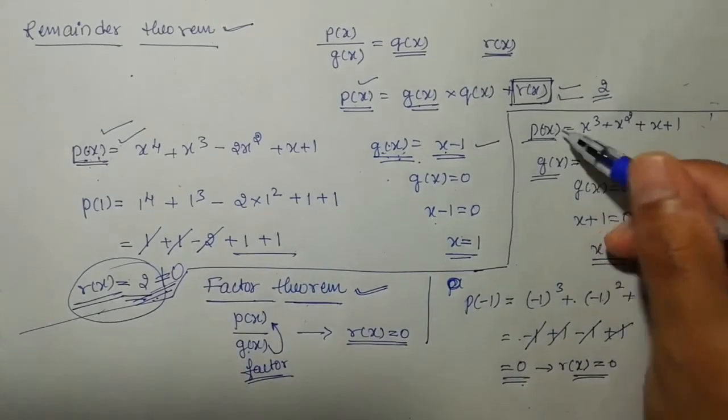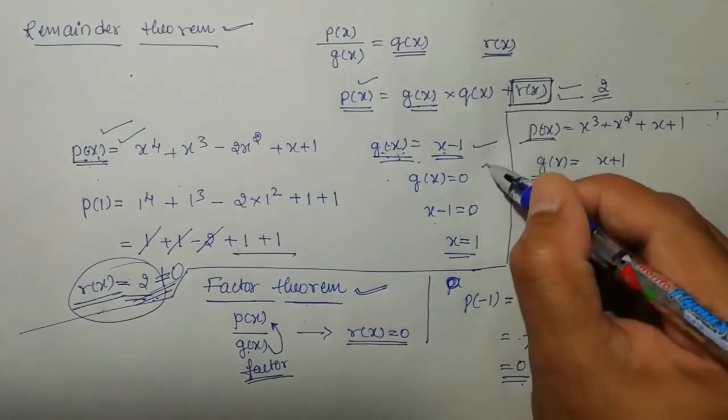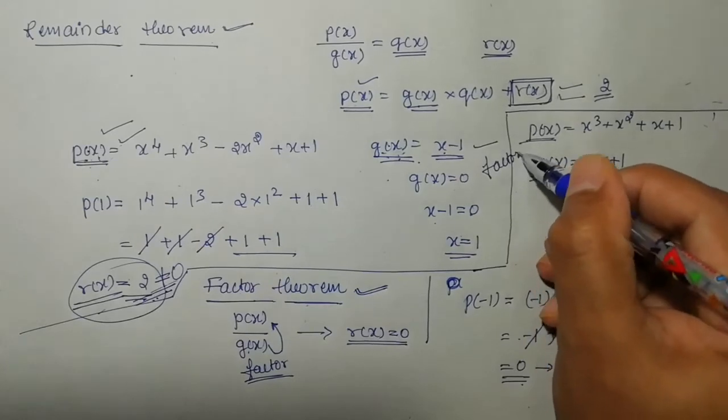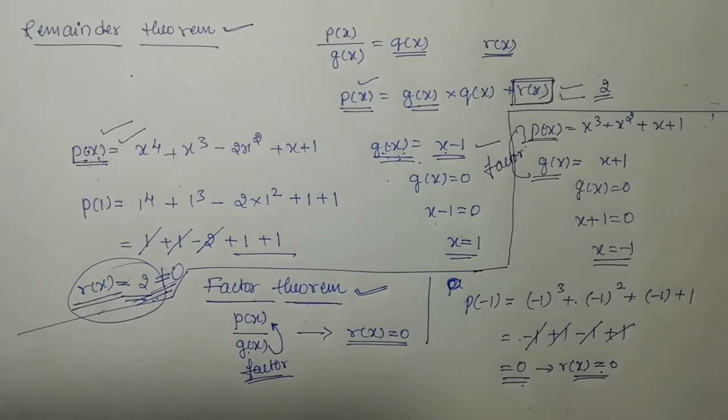When you divide p of x by g of x, the remainder becomes 0, which means g of x is a factor of p of x. This is the factor theorem. It is a little bit the same as the remainder theorem. Whatever technique we use in the remainder theorem to find the remainder, the same thing I'm going to use here, but I'm going to verify whether it is 0 or non-zero. If the remainder is 0, factor. If the remainder is non-zero, it's not a factor.